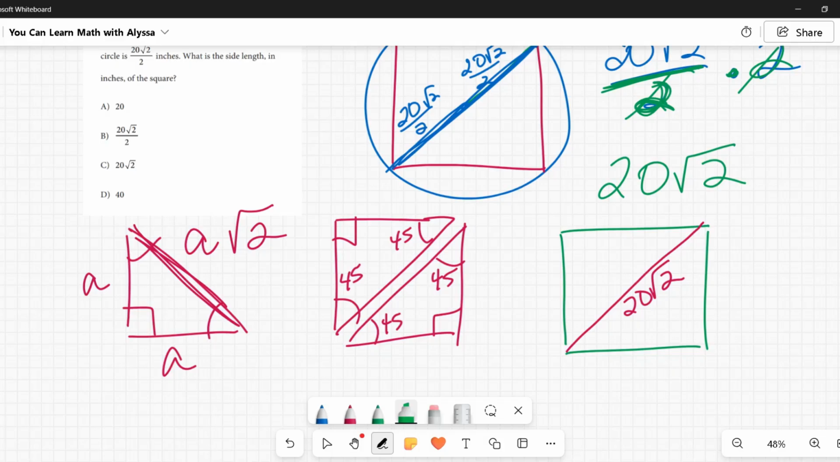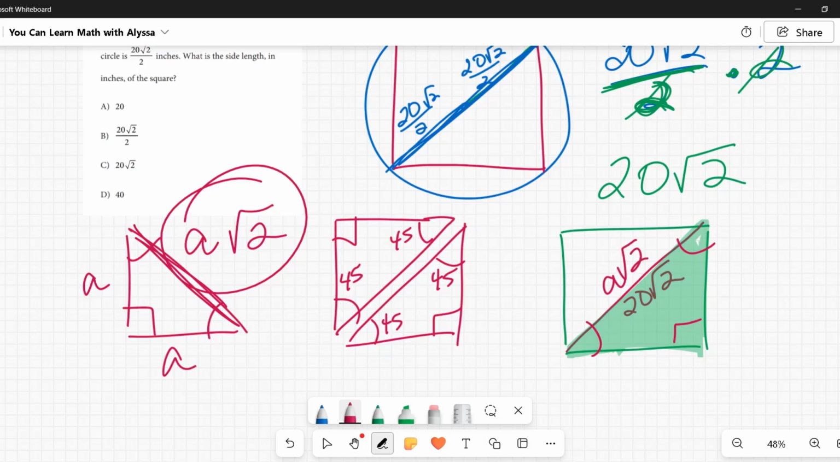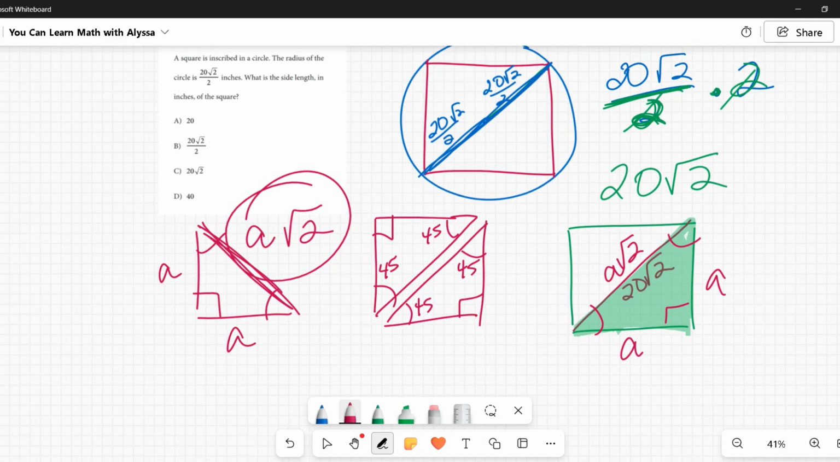I'm creating this triangle, and I'm just going to highlight it inside here, and I've established this as a 45, 45, 90 triangle. And so this 20 square root of 2 is the same as my A square root of 2. It is the hypotenuse. So each of these sides, and that's the goal, the side length, each of those is A. So if 20 times the square root of 2 is equal to A times the square root of 2, we want to solve for A.